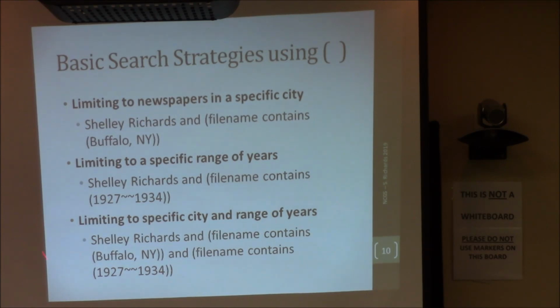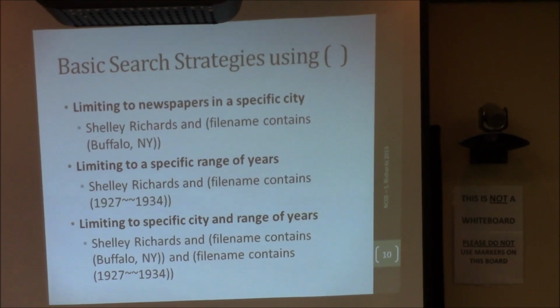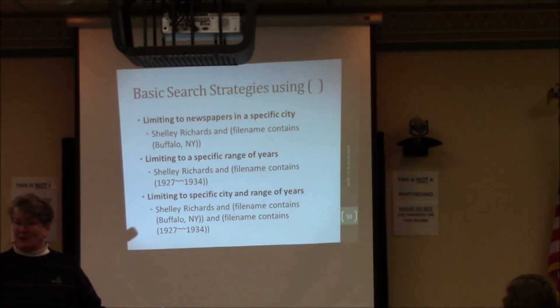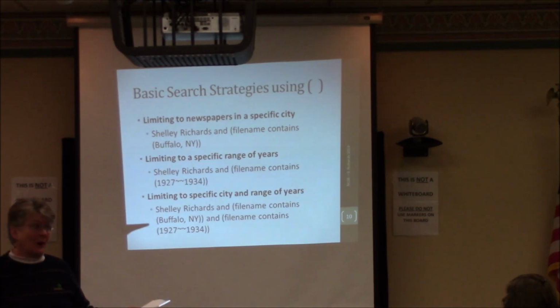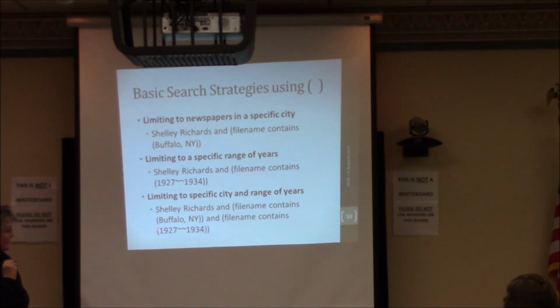So now let's say you want to put those two together. Shelley Richards and file name contains Buffalo, New York between these. You're very, very helpful. Now you're narrowing it more and narrowing it more and narrowing it even more. I've got a couple examples of this at the end where I'm going to demonstrate. Let's say something happened, but you're not sure the year it happened. Marriage, for example. I know they were married in Buffalo. I have no idea when. Great. This would be a great little way to put into your browser, search engine.